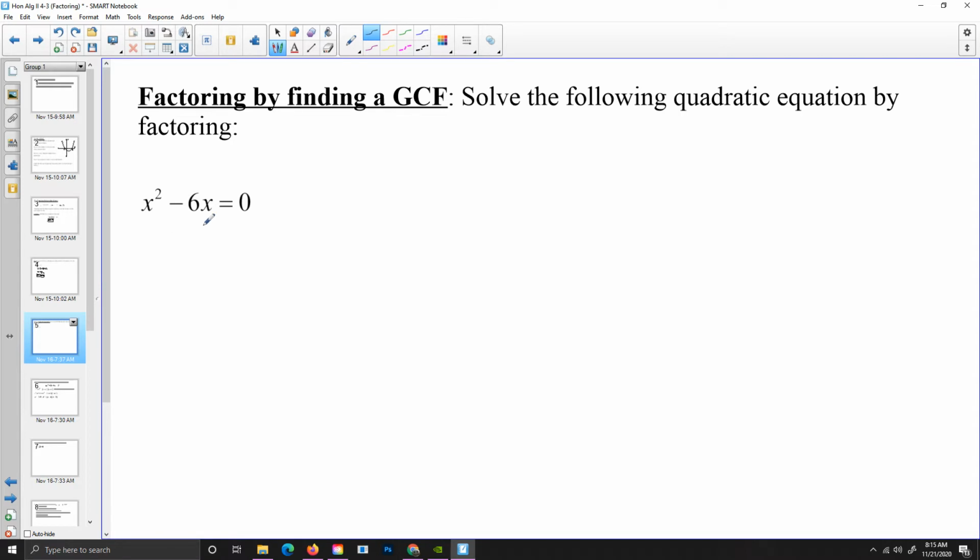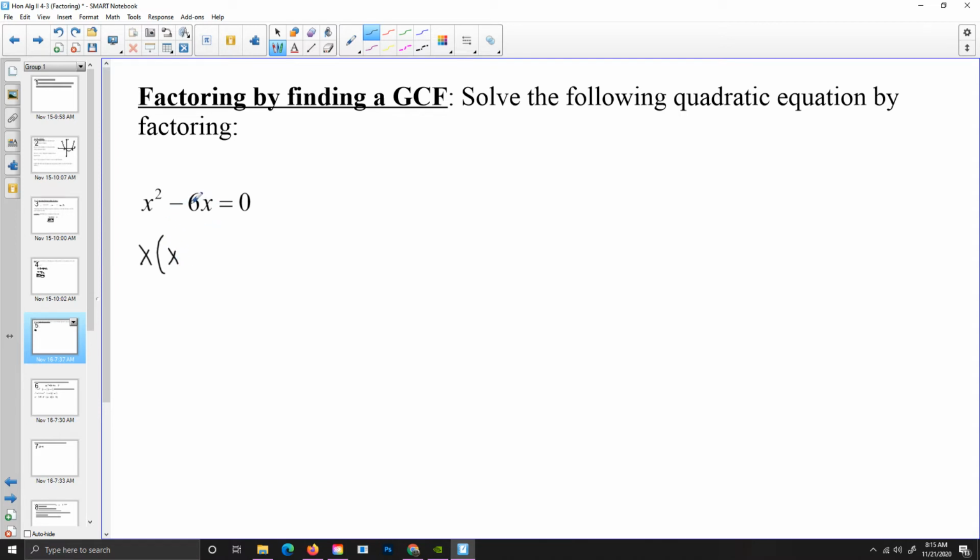In this case, we do not have a constant term. We have the quadratic term x squared, and we have the linear term negative 6x. And there is a common factor between these two terms. That common factor is x. And so when I divide x squared by x, I get x.